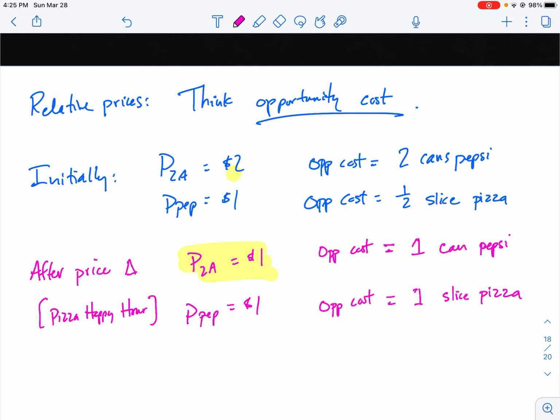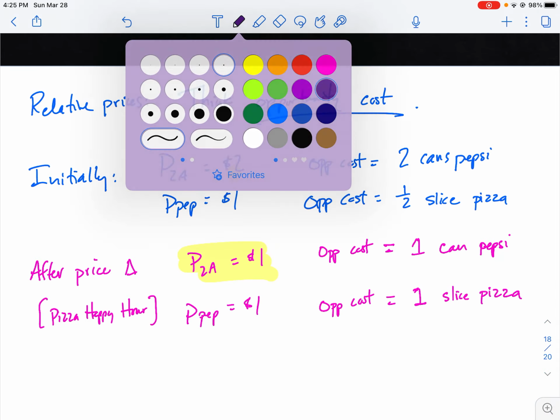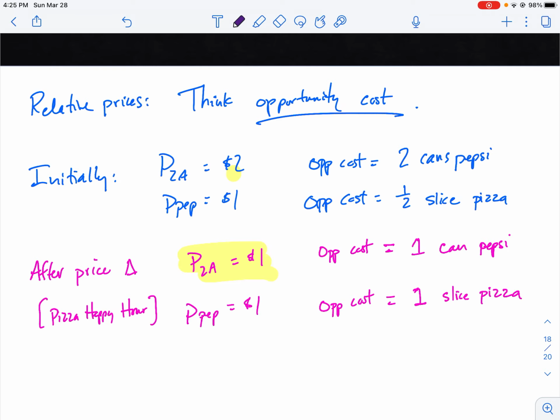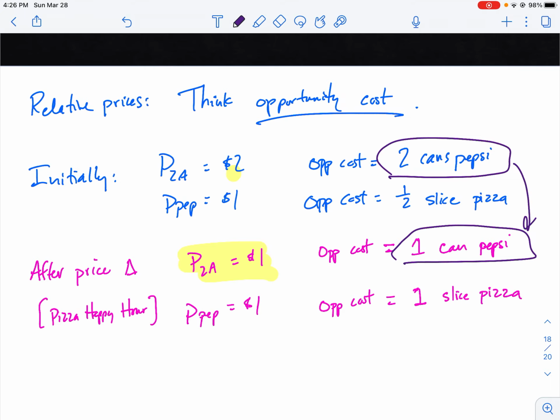1 slice of pizza. So now what's that mean in terms of relative prices? Well, initially, a slice of pizza used to cost me 2 cans of Pepsi, and now it only costs me 1 can of Pepsi. So in relative terms, the relative price of pizza has gone down.